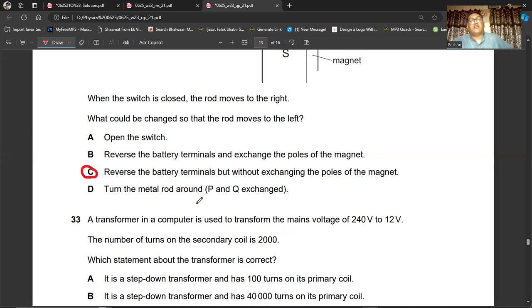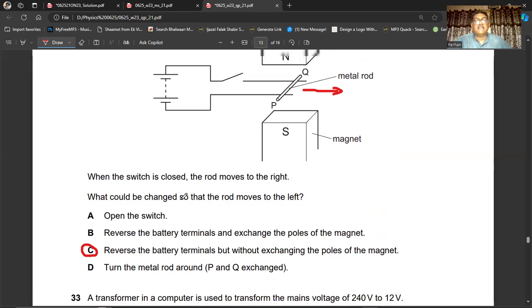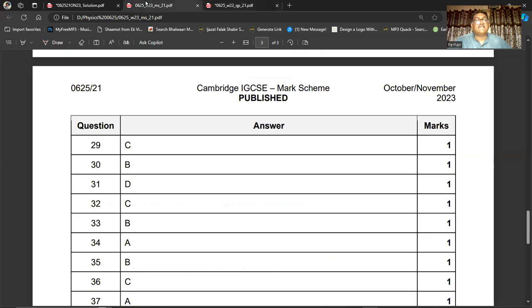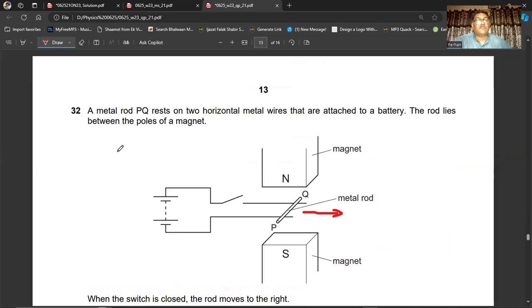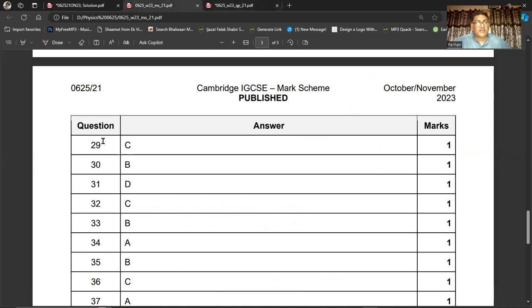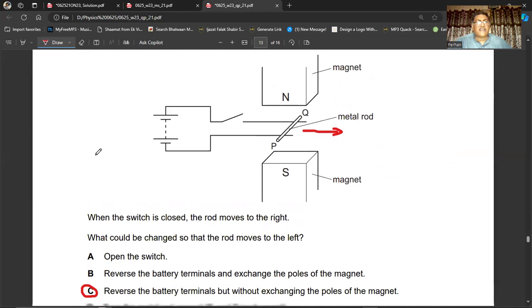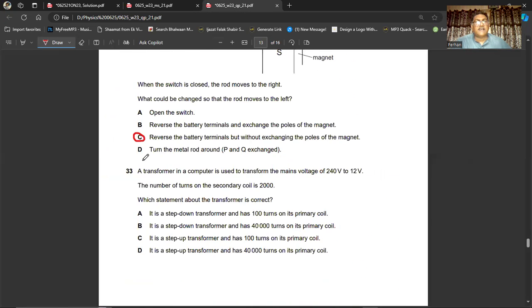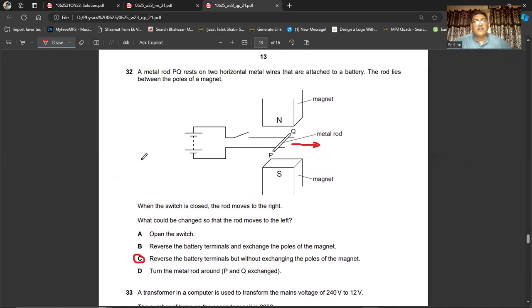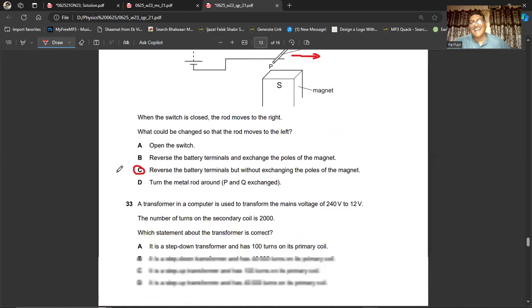Turn the metal rod around P and Q. It does not change anything. So C is the choice, sir. Question number, this was which question? Question number 32. Question number 32, C is the right choice, sir. So let me reduce the size so you can see the whole question. It's a very tricky one.